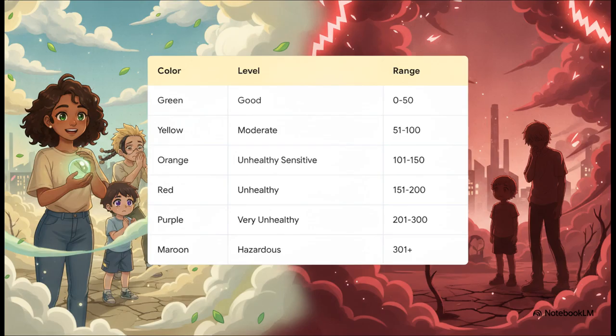For any given pollutant, an AQI value of 100 is basically the tipping point. Anything below 100, you're generally good to go. But once you cross into that orange zone, the air starts becoming unhealthy, first for sensitive groups, and then literally for everyone as the numbers climb into red, purple, and maroon.